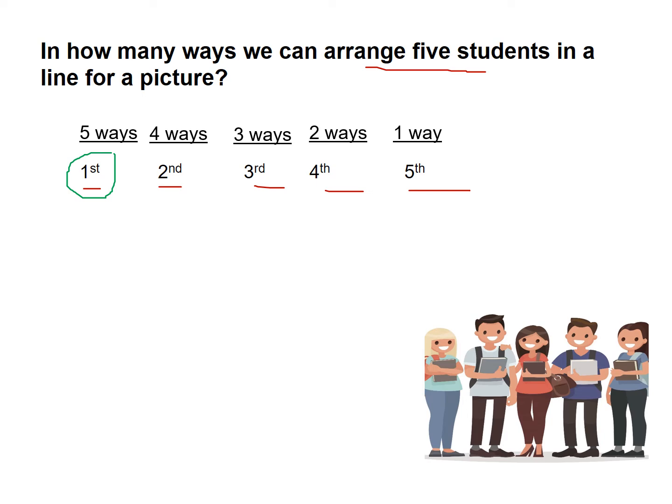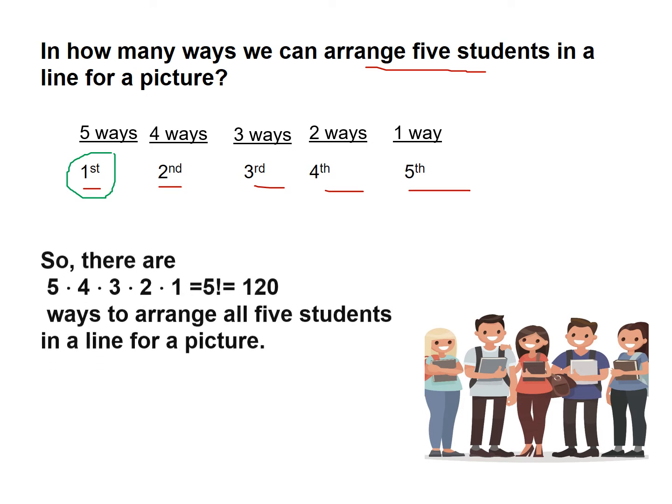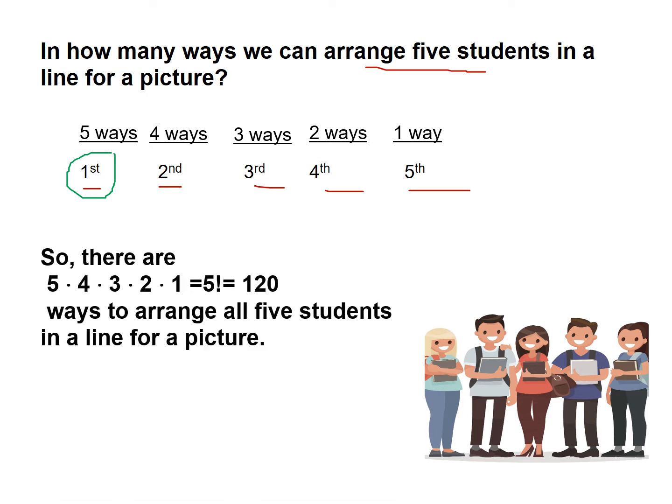So the total number of arrangements can be obtained by their product. That is, we multiply 5 by 4 by 3 by 2 by 1, and that gives 120. It can also be written as 5 factorial. 5 factorial means that we multiply 5 with all its predecessors, like 5, 4, 3, 2 and 1, and then we get the answer. So there are total 120 ways to arrange all 5 students in a line for a picture.